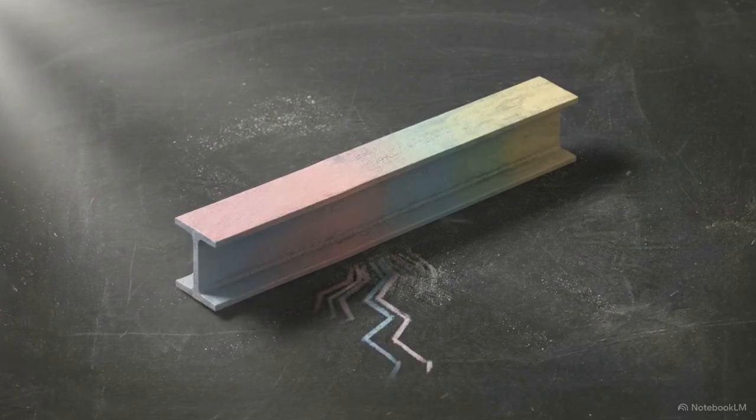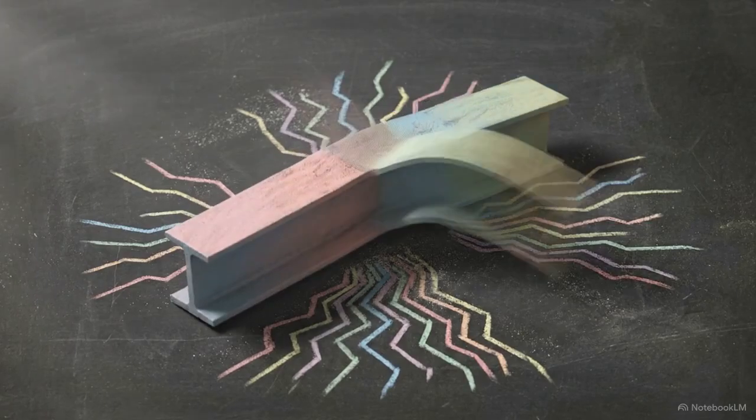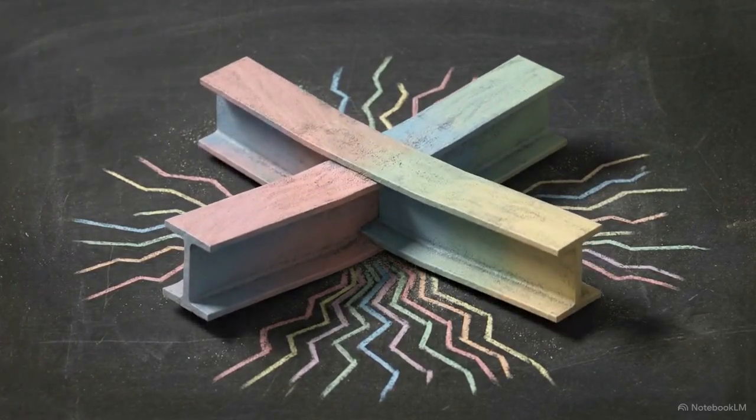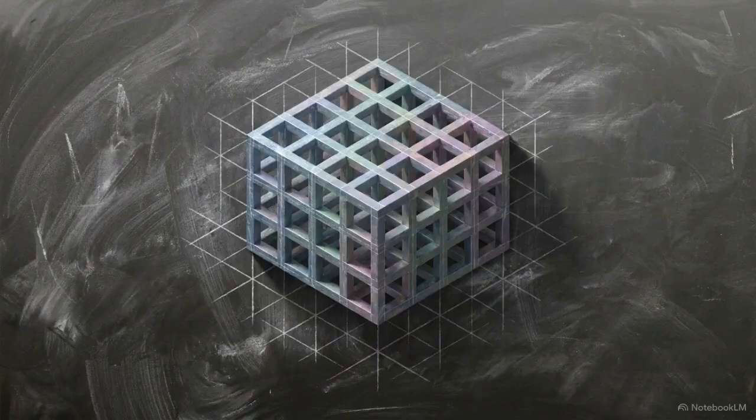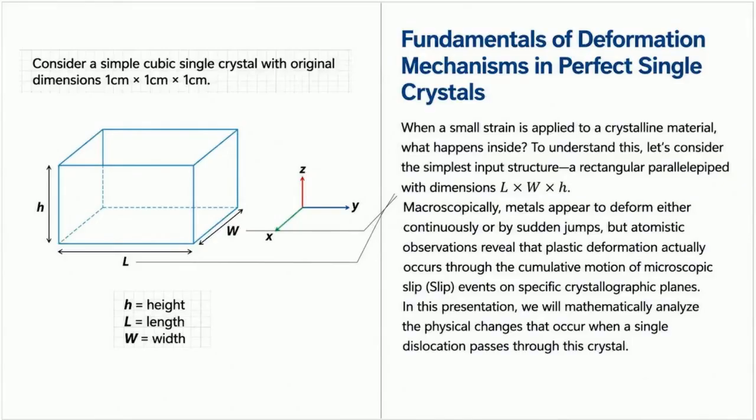When we watch a heavy steel I-beam bow under immense pressure, the metal appears to bend like a continuous, highly viscous fluid. But down at the atomic scale, solid metal doesn't flow. The bending we see on the outside is actually the cumulative result of trillions of microscopic, discrete mechanical shifts happening on the inside. To understand the math, we start with a perfect cubic single crystal.